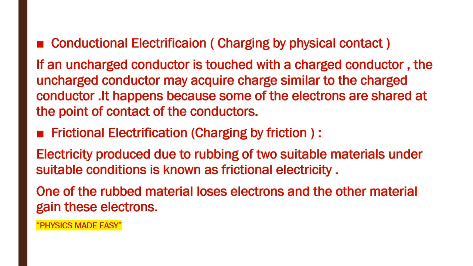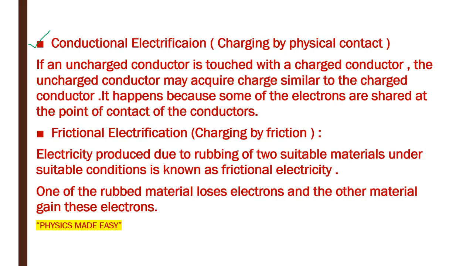In fact, every neutral object consists of positive and negative charges. These charges are normally equal and opposite in an object, so the net charge on the object is zero. Net static charge can exist on the object by different methods. The first method is conductional electrification, which means charging by physical contact.